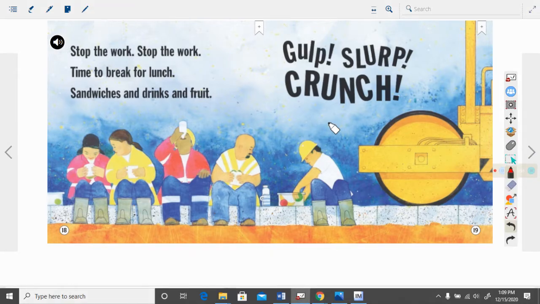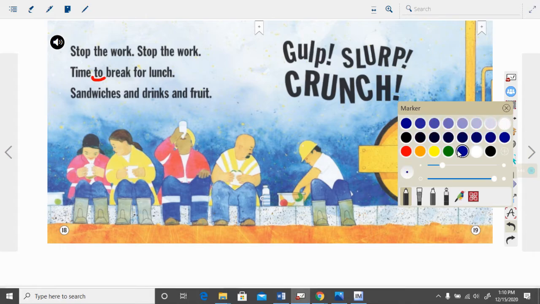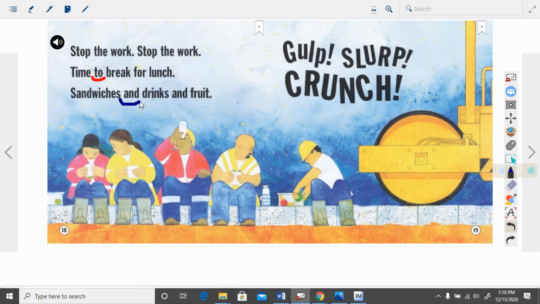Our sight word to? It is right here. Can you find the sight word and on this page? There's one right here, A and D, and there's also one right there, A and D. So it's on there twice.